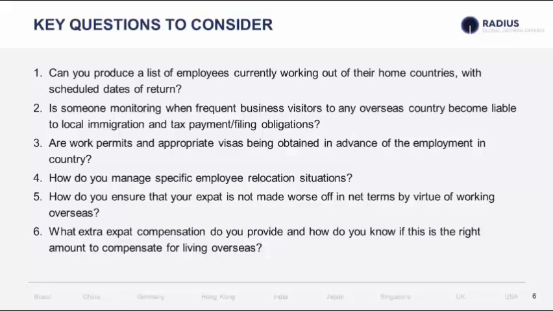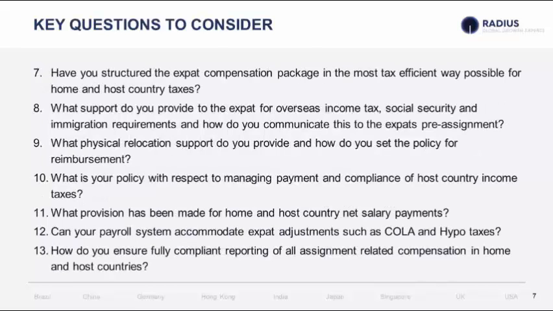On to the next slide. Have you structured the expat compensation package in the most tax-efficient way possible for home and host country taxes? Is it benchmarked versus specific industry and market best practices? Some proper analysis needs to be done to put a compensation package together quite clearly.